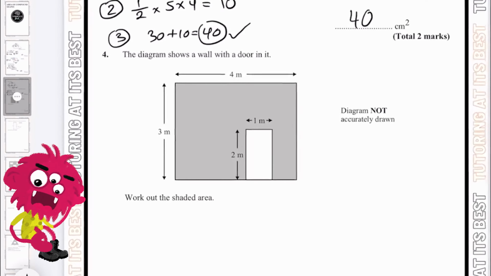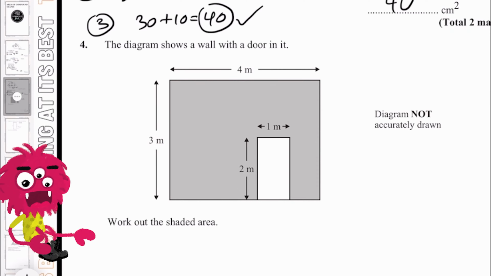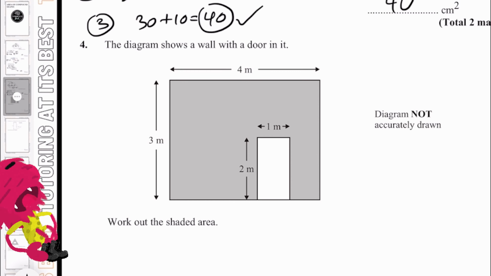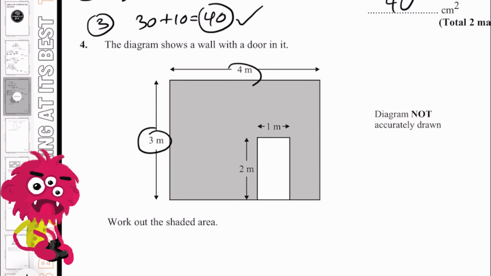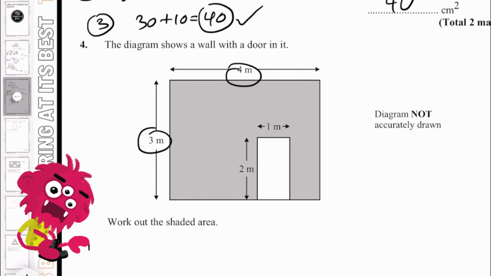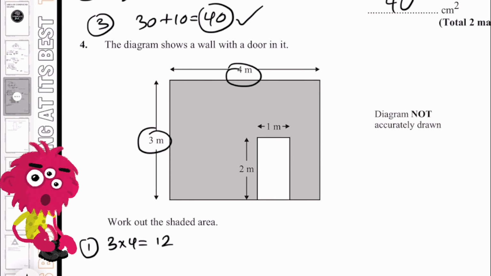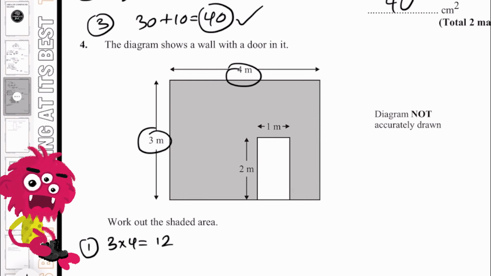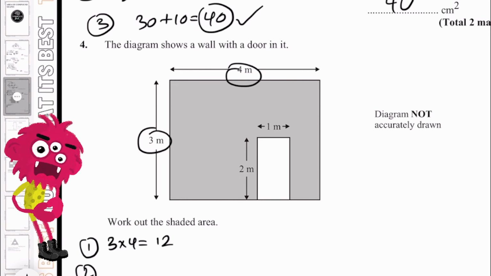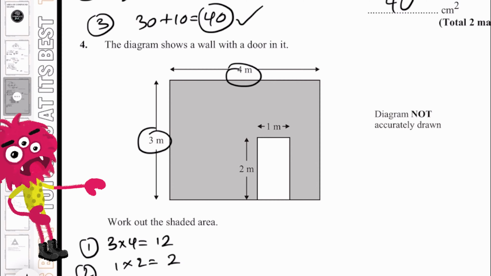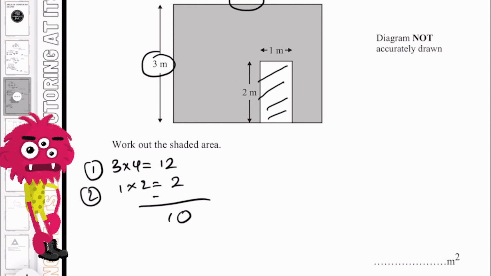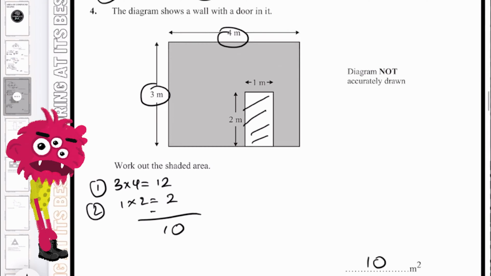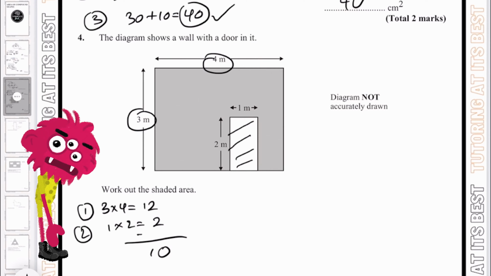Marvellous. But now question 4 has given us a shape where we need to work out a specific section within that. So the first thing we're going to do here is find out the total area of our wall. So we know that 3 times 4 equals 12, and that's the total area. But then we need to work out the area of this door, which is again 1 by 2, which gives us 2. And then we need to exclude this door from the wall. So by excluding it, we need to subtract it, which gives us 10. So now we know that the shaded area is 10 meters squared.